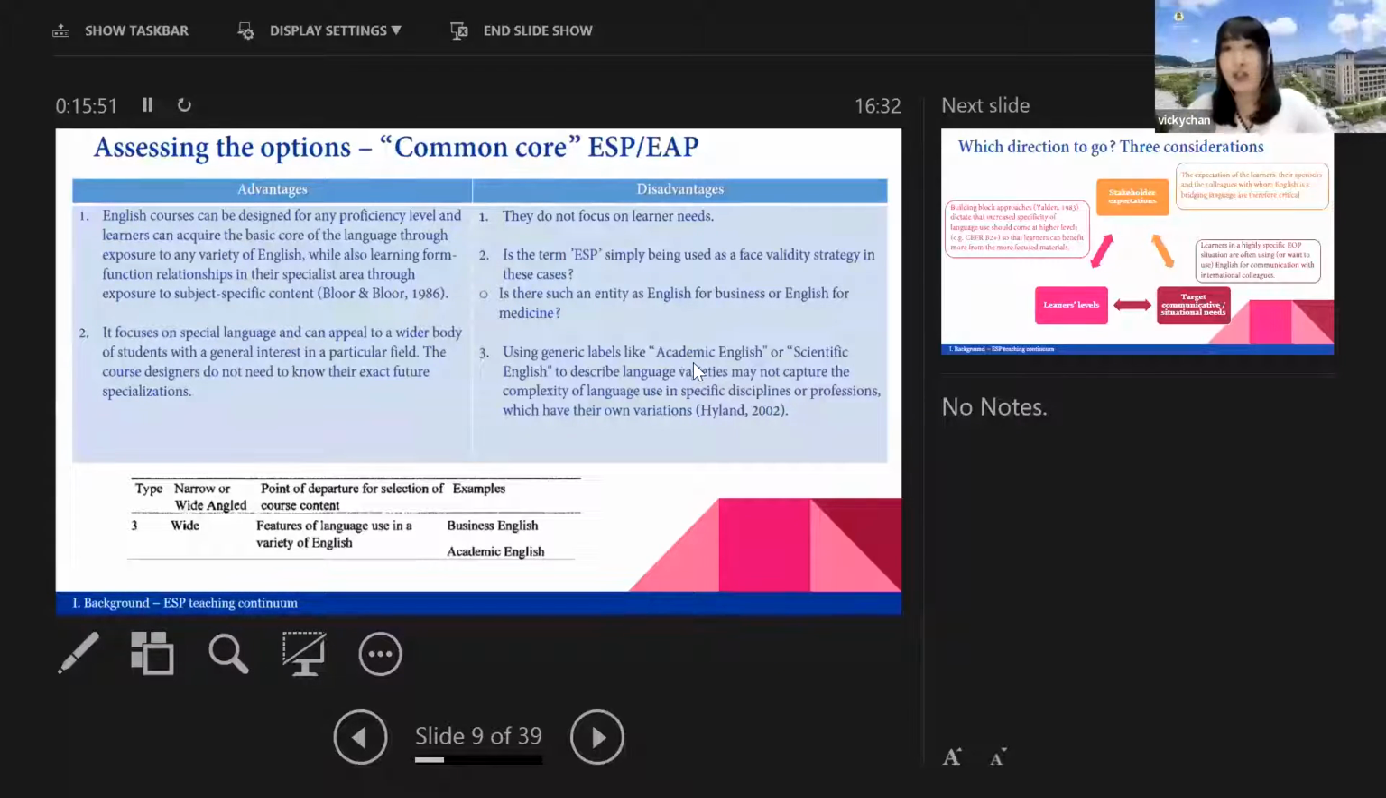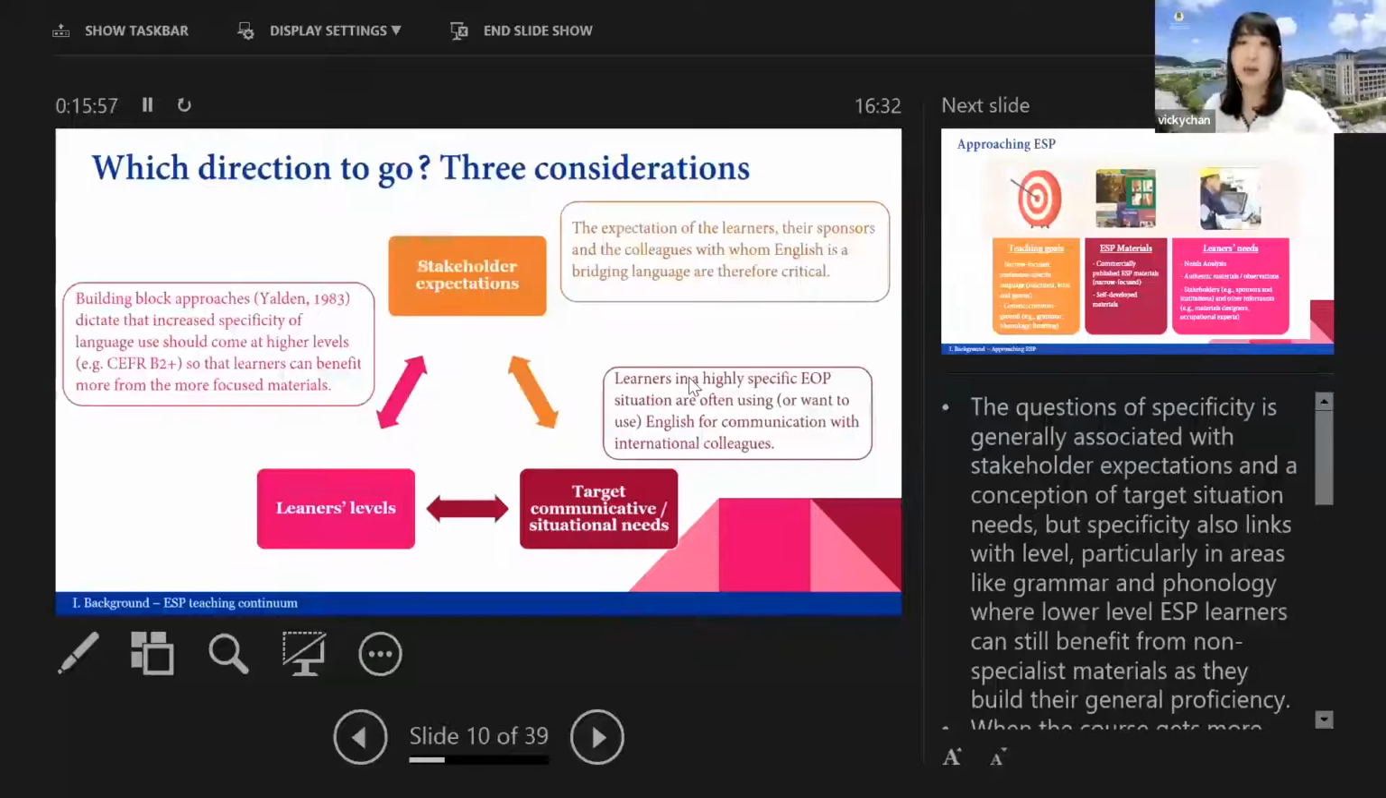Now, because my talk today would be focusing more on the narrow approach, I'm now going to talk to you about which one we should go with. Which direction do we actually go on that spectrum of specificity? I would say you could consider three things when you are designing a very narrowly focused ESP course. First of all, the stakeholder expectations, because usually they might have some assumptions or suggestions already for what students should learn.